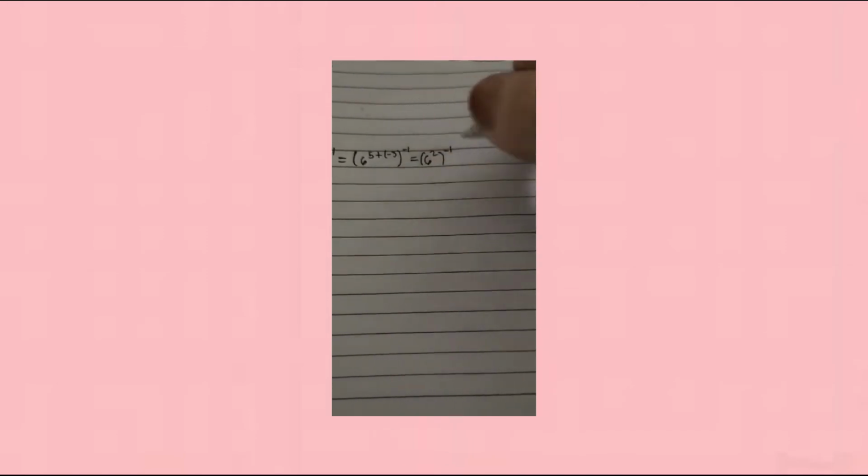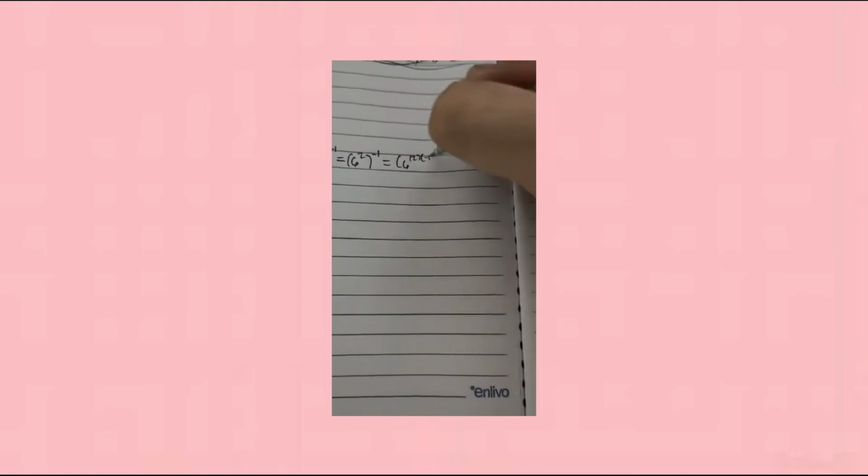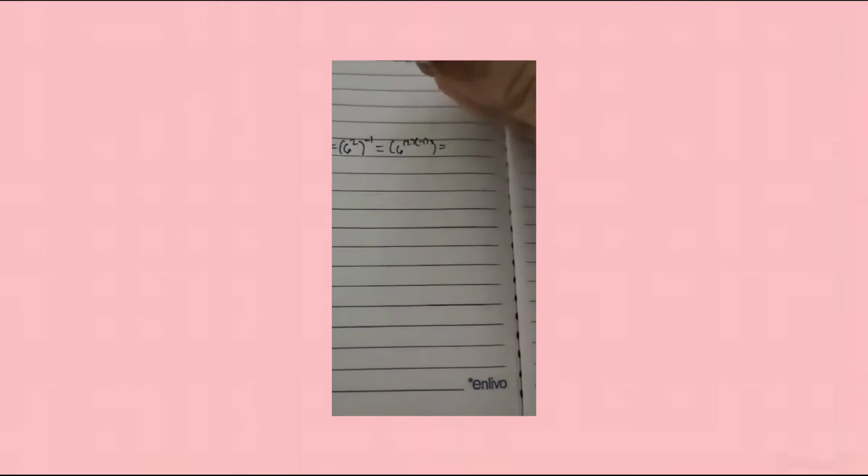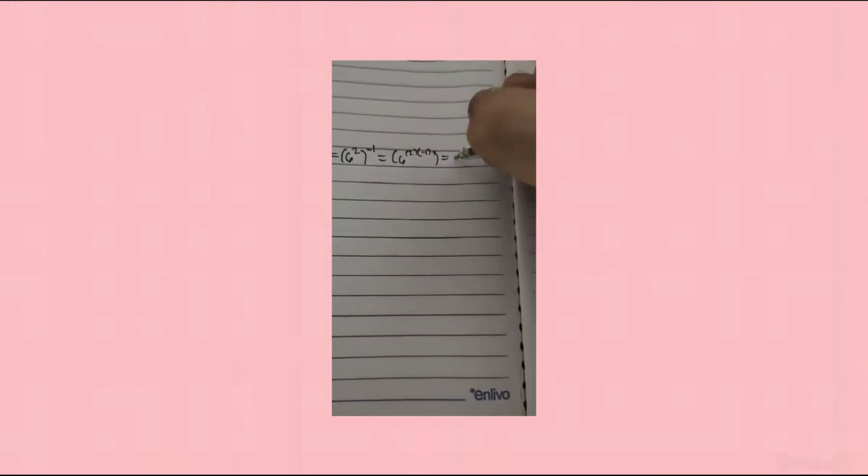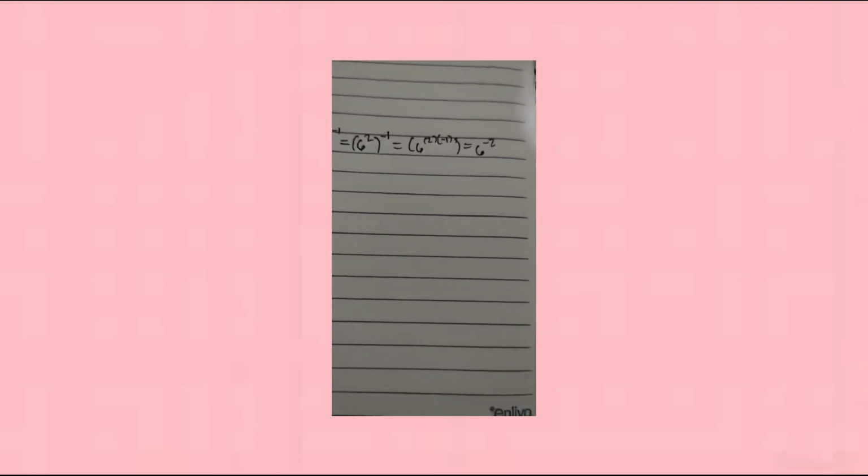So we must apply the second law. We must multiply the exponents. So 6 to the power of 2 times negative 1. And the answer will be 6 to the power of negative 2. The next thing to do is to apply the negative integer law. So the equation will become 1 over 6 squared. And since 6 squared is equal to 36, the final answer will be 1 over 36.